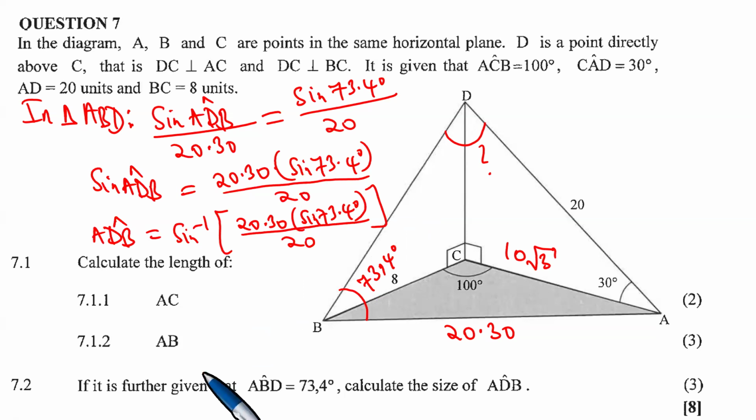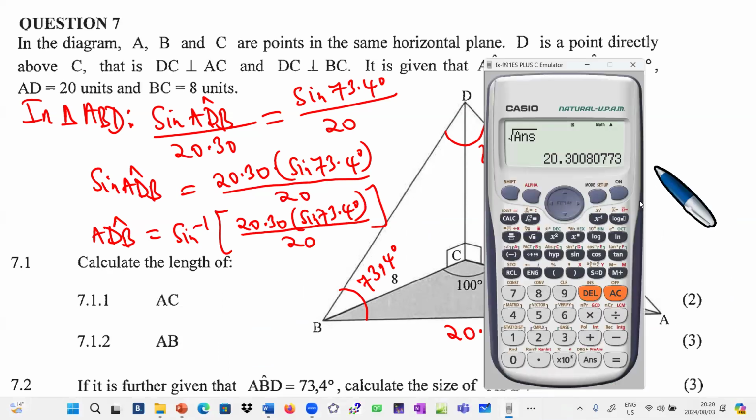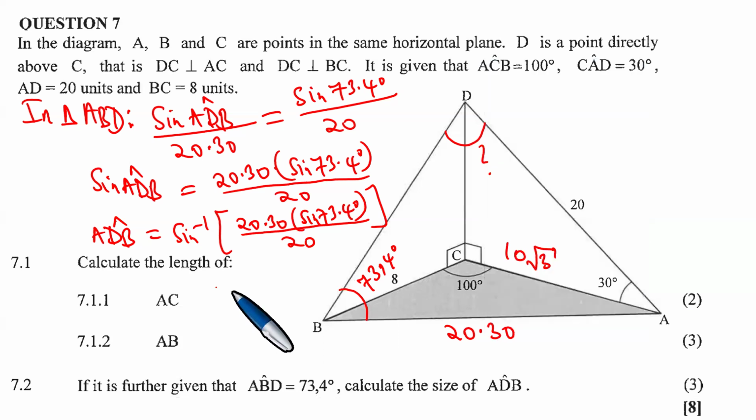We use a calculator right now to find the size of the angle ADB. We proceed as follows: shift sine of the fraction 20.30 multiplied by the sine of 73.4 degrees over 20, close bracket, equals what? 76.58.